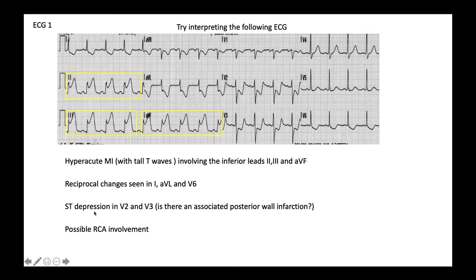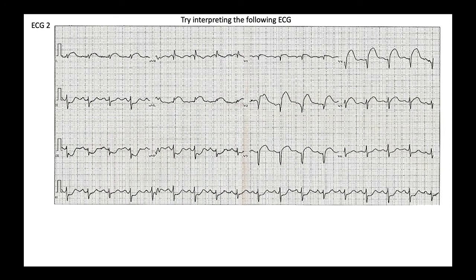And the vessel involvement is the right coronary artery. Now try interpreting this ECG. If you look at this ECG, you see ST elevation in leads V1, V2, V3, V4 and maybe to a small extent in V5. Would you also see it in lead 1 and AVL? Those are your leads with ST elevation, and you're seeing ST depression in 2, 3 and AVF.